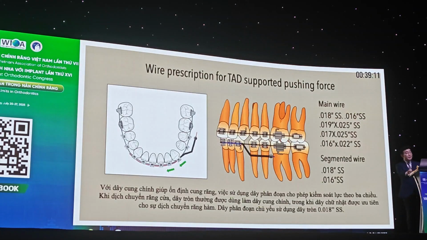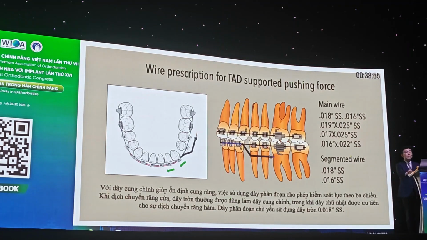With the main arch wire stabilizing the dental arch, the use of segmented wire allows for three-dimensional controlled force. When moving the incisors, round wire is typically employed as the main arch wire, while the rectangular wire is preferred for molar movement. Segmented wire is primarily made of 0.018 stainless steel round wire.